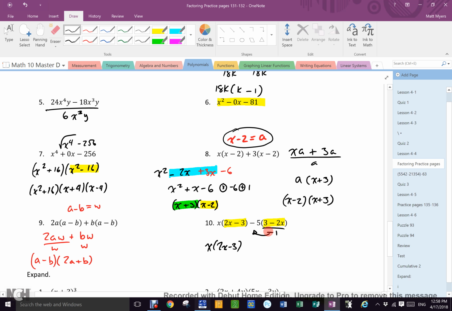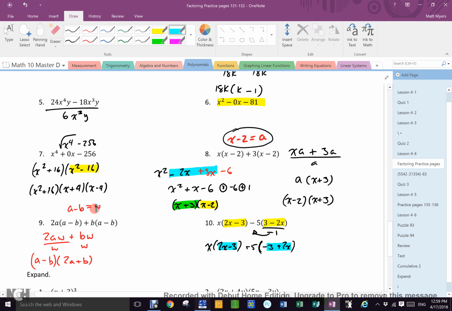What's already there? Negative 5. What's negative 1 times negative 5? Positive 5. And now what do I have in here? 3 divided by negative 1 is what? Negative 3. Negative 2 divided by negative 1 is what? Positive 2x. Now, what do you see? Are they the same? They're just a different order.